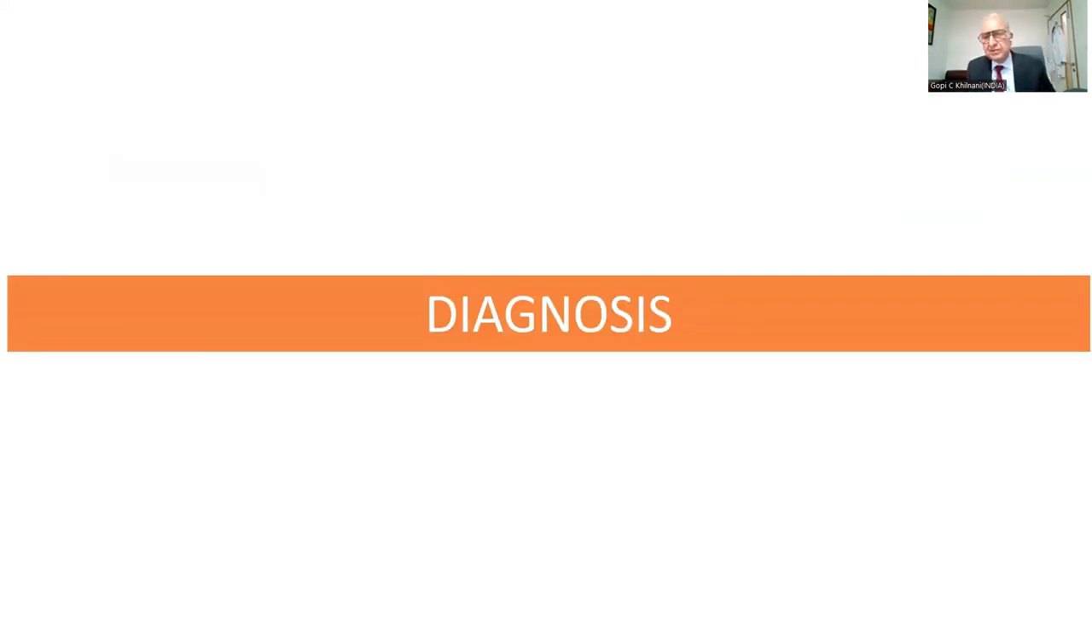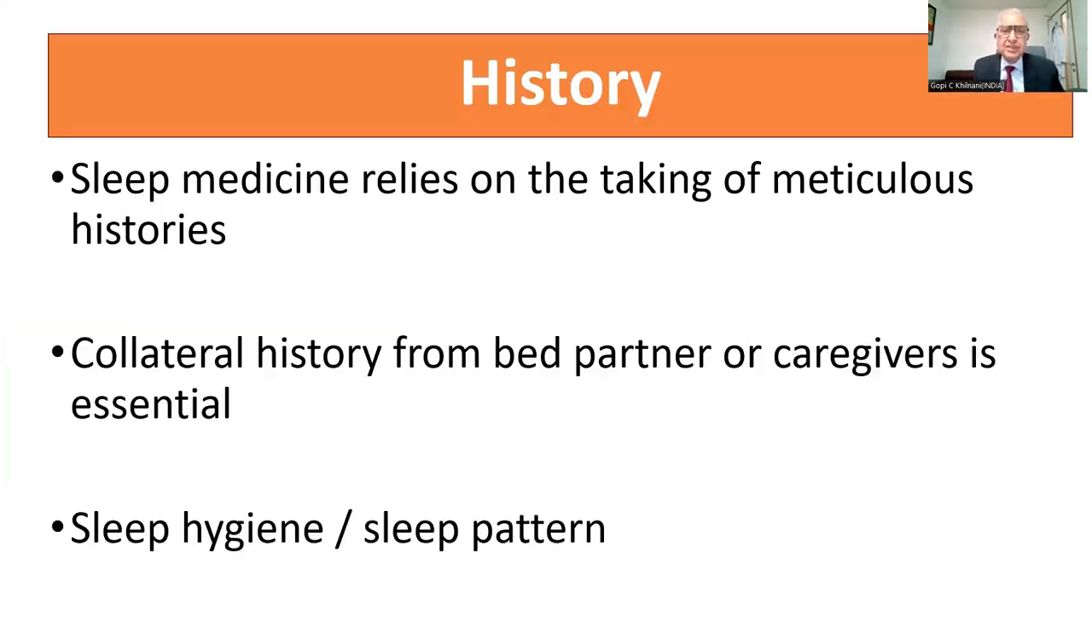So how do we diagnose? How do we suspect? I have already told you the symptoms. How do we diagnose obstructive sleep apnea? For the diagnosis, the history is most important. You have to take a meticulous history. The collateral history from the bed partner is extremely important. The history is never complete without asking about the snoring, the loudness of snoring, and witnessed choking, and that is something only a bed partner can tell you. And of course, you have to ask about the sleep pattern.